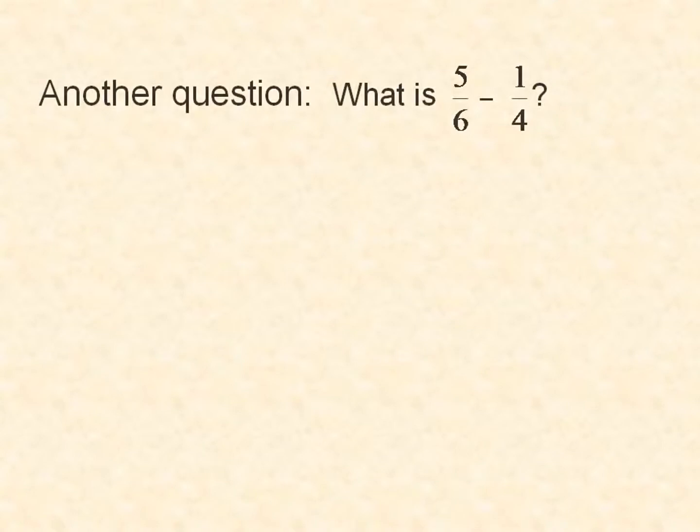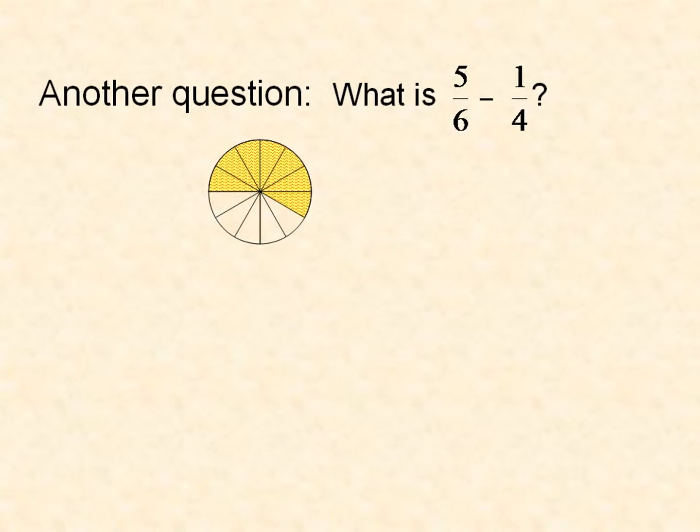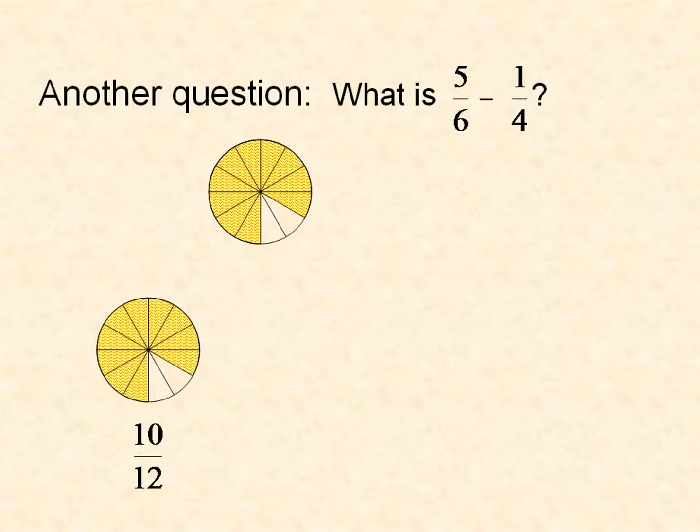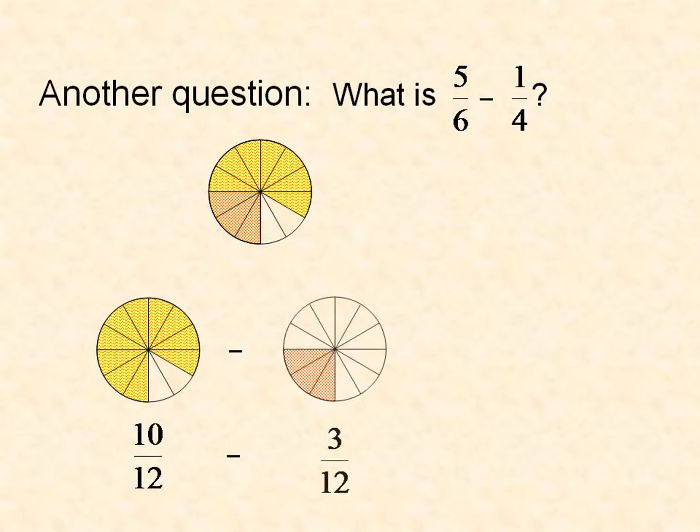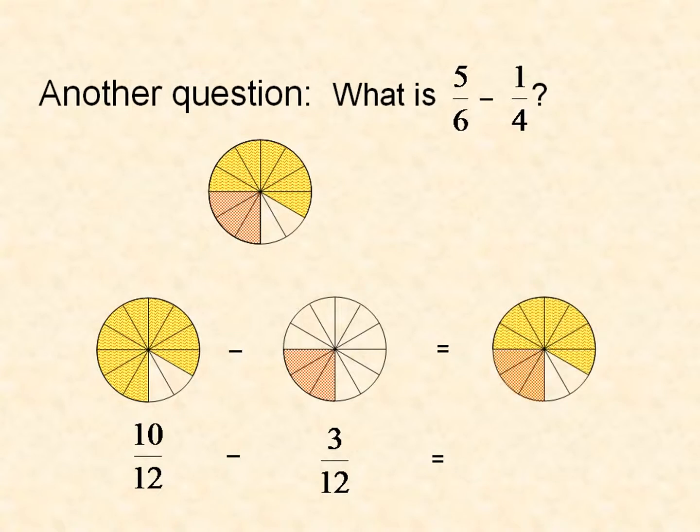Another question. What is 5/6 minus 1/4? If we divide a circle into 6 pieces, 5/6 looks like this. But 1/4 looks like this, so we have to divide the circle into more pieces in order to represent the 1/4. Therefore, we divide the circle into 12 pieces, and 5/6 looks like this. In other words, 5/6 is 10/12, and 1/4 is 3/12, so we have 10/12 minus 3/12, and that gives us 7/12.